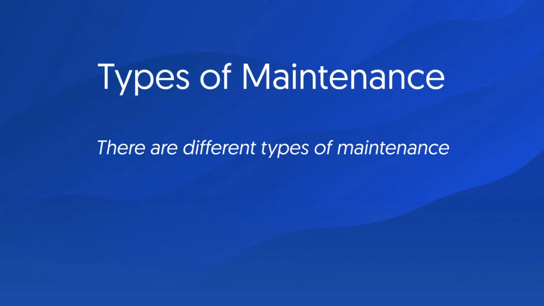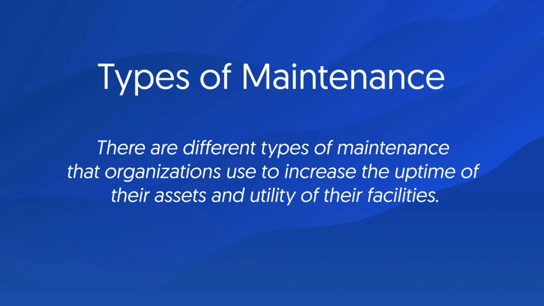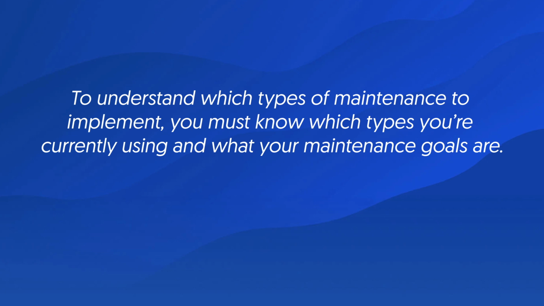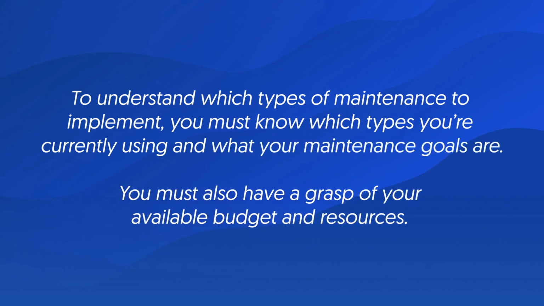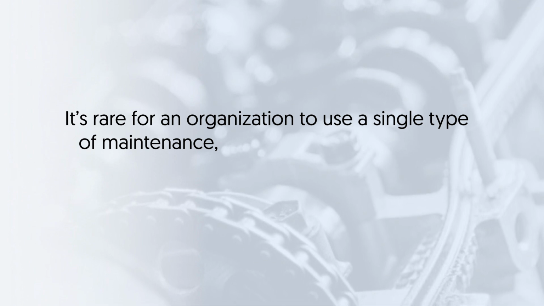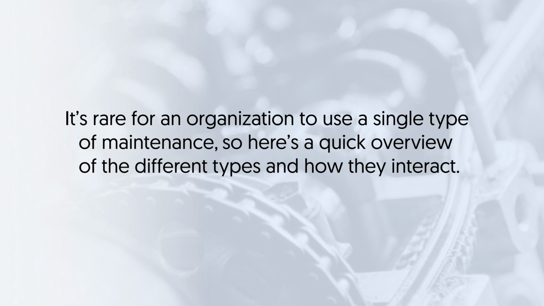There are different types of maintenance that organizations use to increase the uptime of their assets and utility of their facilities. To understand which types of maintenance to implement, you must know which types you're currently using and what your maintenance goals are. You must also have a grasp of your available budget and resources. It's rare for an organization to use a single type of maintenance, so here's a quick overview of the different types and how they interact.